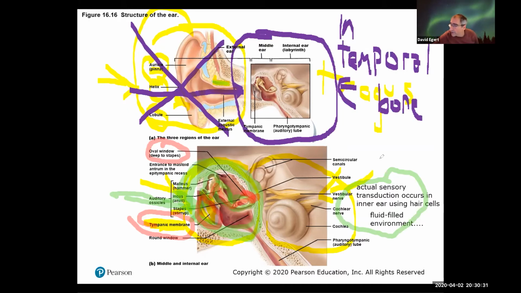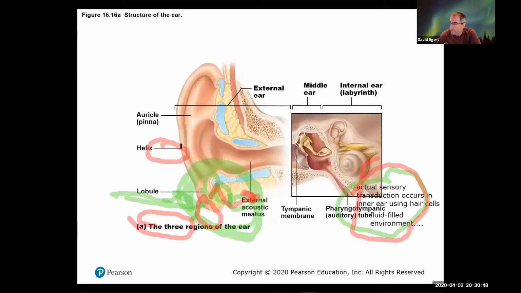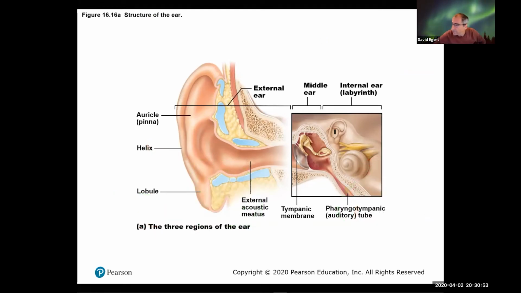So we are going to spend most of our time looking inside the inner ear in a little bit, but let's start by looking at the middle ear because it's got some interesting stuff going on.